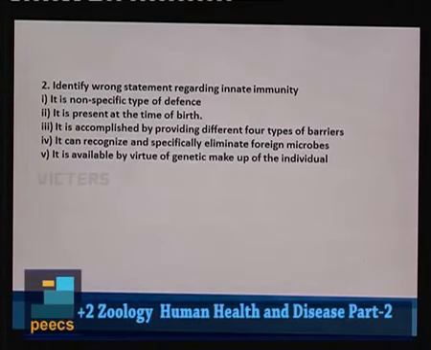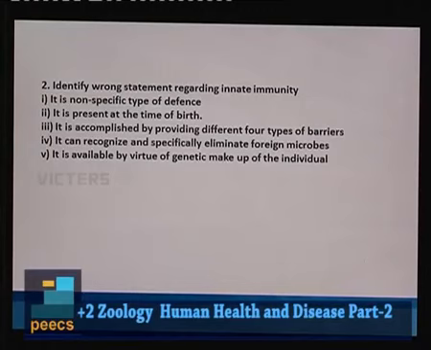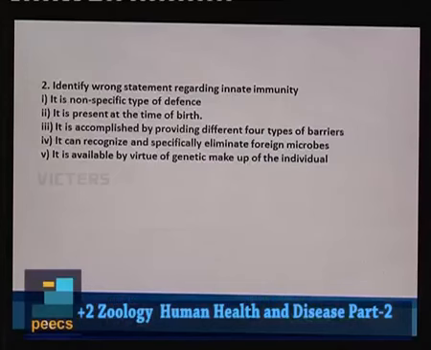What about the third one? It is accomplished by providing different types of barriers. There are 4 barriers. This is also a true statement for innate immunity. You know them: physical, physiological, cellular and cytokine barriers. What about the fourth one? It can recognize and specifically eliminate foreign microbes. Yes, this is not a true statement, this is a wrong statement, because specificity is applicable for acquired immunity or adaptive immunity. So, statement 4 is wrong.